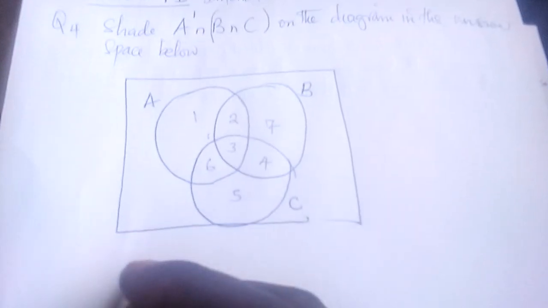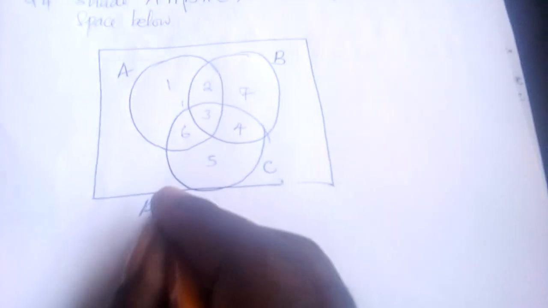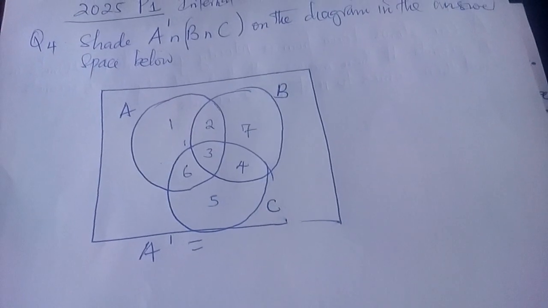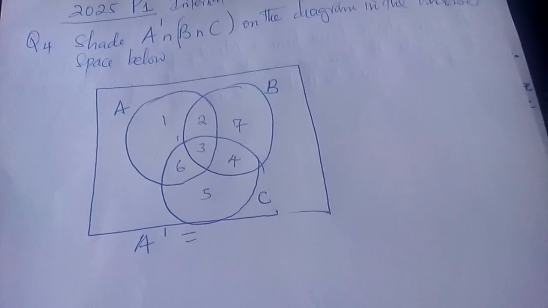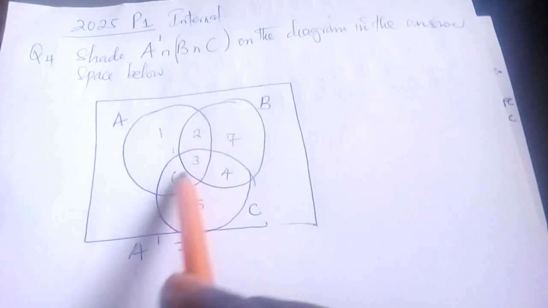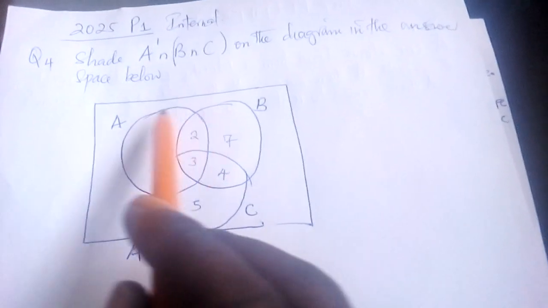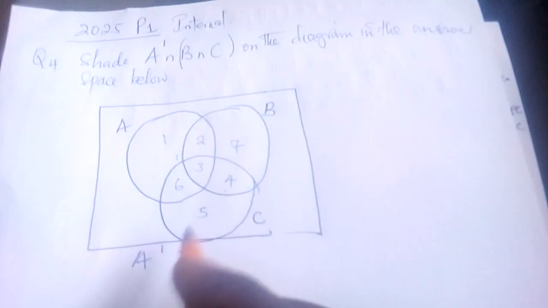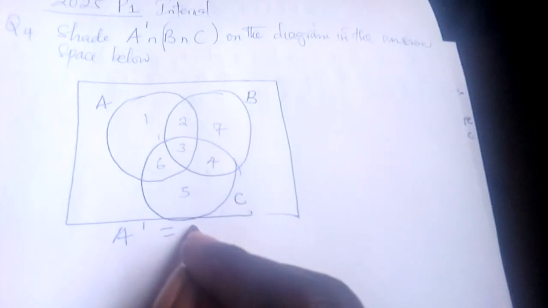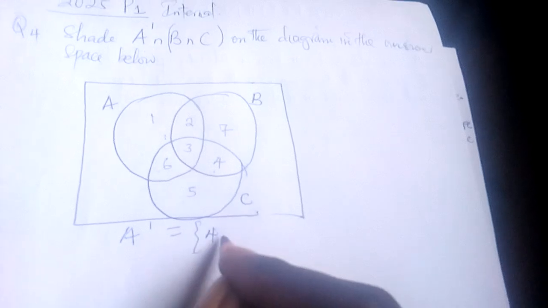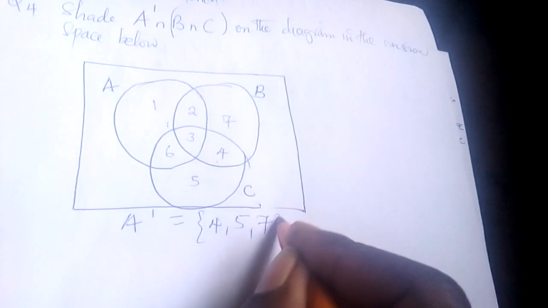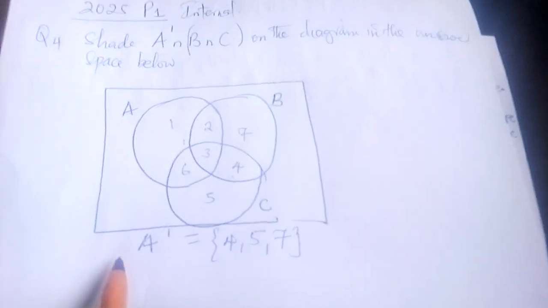So we are going to start with A complement. Which numbers are not found in A? We know in A we have 1, 2, 3, 6, which means the ones that are not found in A are 4, 5, 7. So that's what we are going to write here: 4, 5, 7. These are numbers that are not found in A.